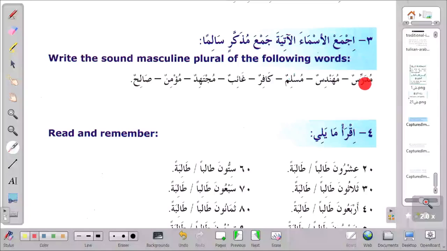Al-Mudarrisun, so how do we change this one? I've mentioned the answer. Al-Mudarrisun, we say Mudarrisuna. Muhandisun, Muhandisuna. Muslimun, Muslimuna. Kafirun, Kafiruna. Ghaibun, Ghaibuna. Mujtahidun, Mujtahiduna. Mu'minun, Mu'minuna. Salihun, Salihuna. That is clear. So very easy.